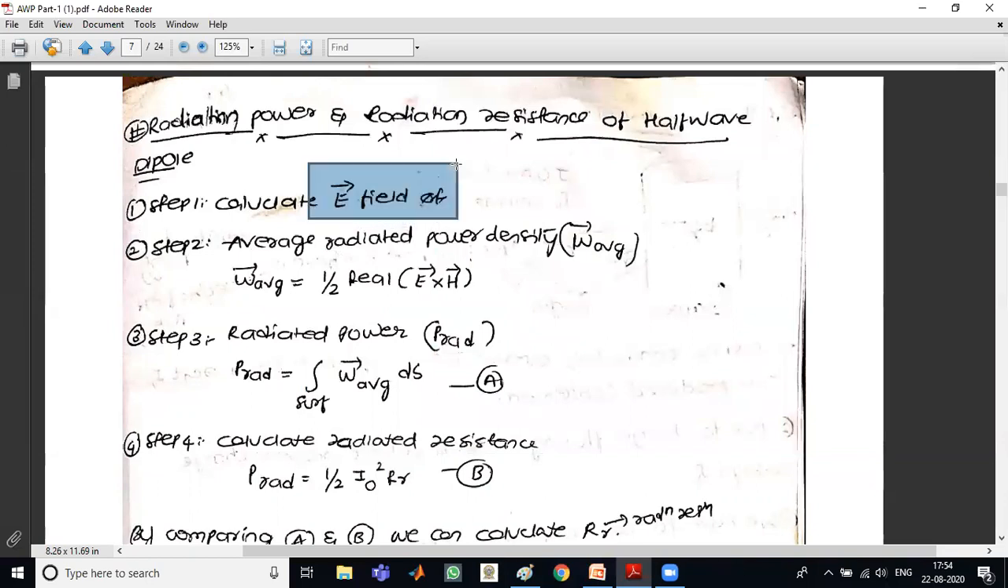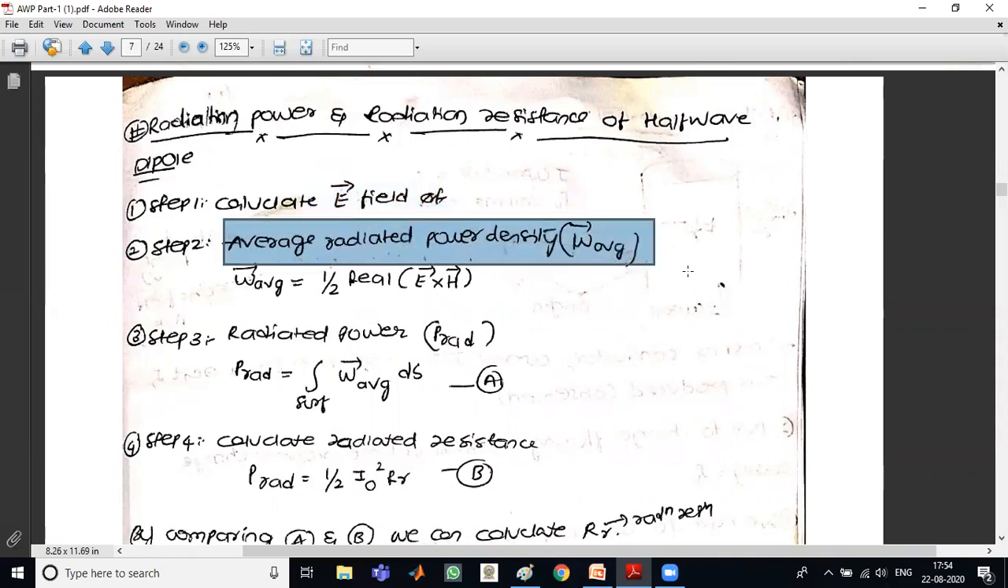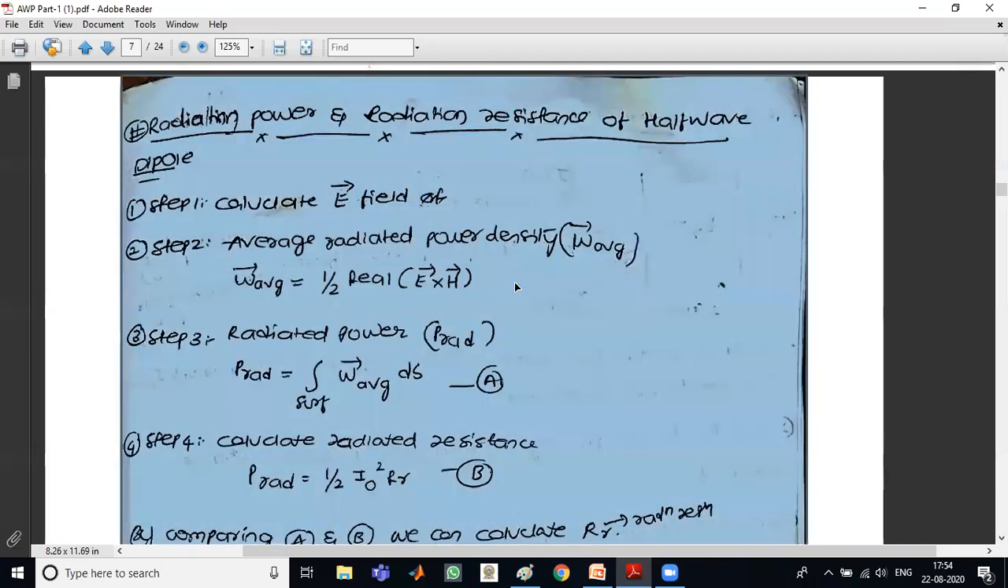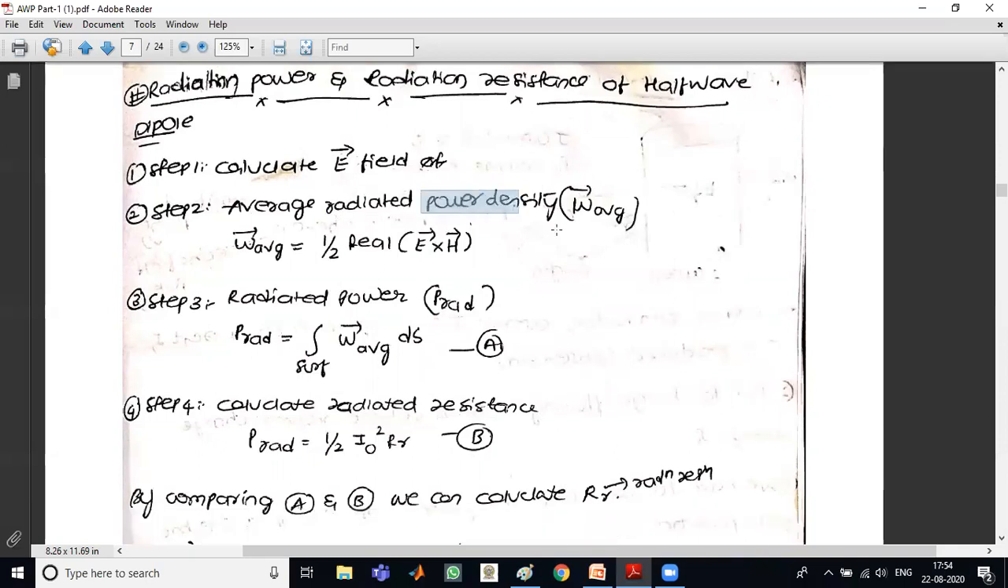Step one is to calculate the electric field. Next, calculate the average radiated power density, denoted by W average. Power density is the power radiated per unit area. We have the formula W bar average equals half of the real part of E bar cross H bar. This is per unit area.